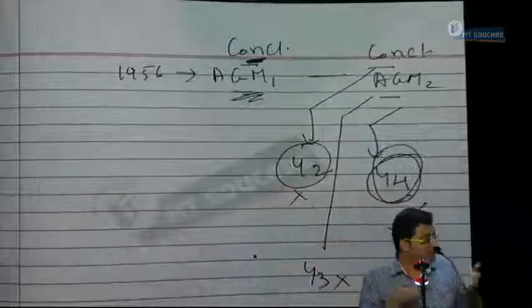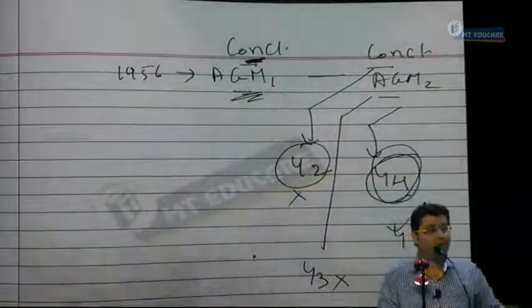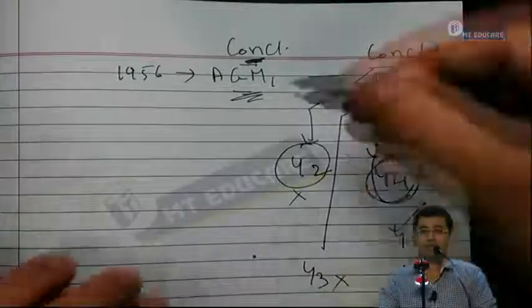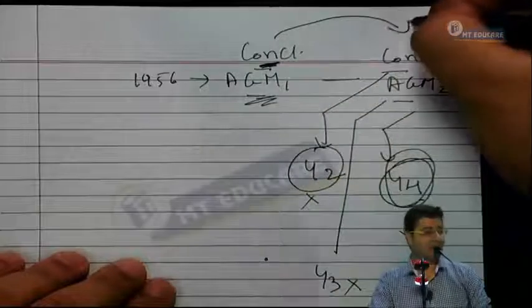But the next AGM should conclude. And when did it conclude? It concluded after 2 years. So till that time, this person continues to be acting as an auditor.